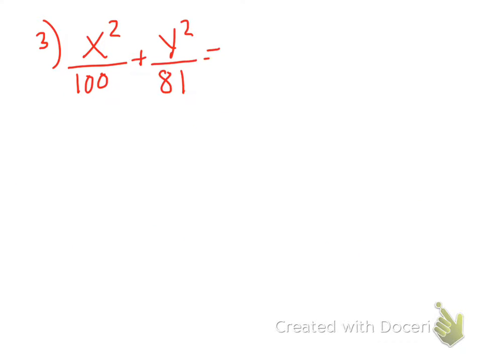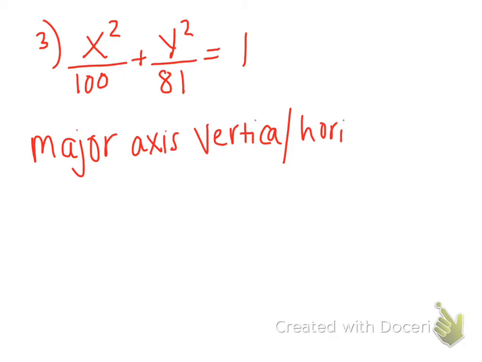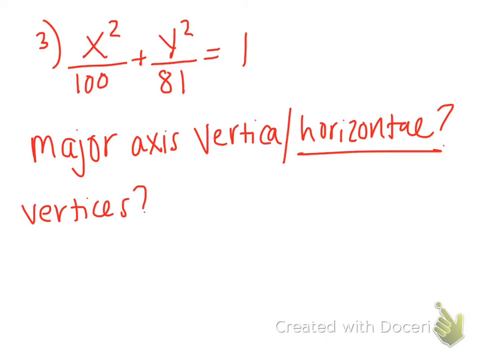Last problem, here is the formula of an ellipse. X squared over 100 plus y squared over 81 equals 1. The question is, is the major axis vertical or horizontal? It is horizontal, and that is because the value under x is larger than the value under y. So that means in the x direction, our points are going to be further from the axis. You're going to have a horizontal major axis.